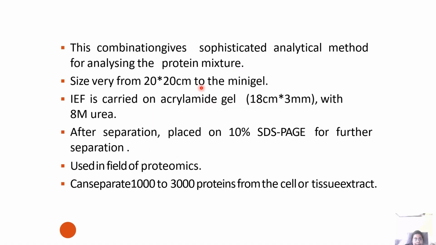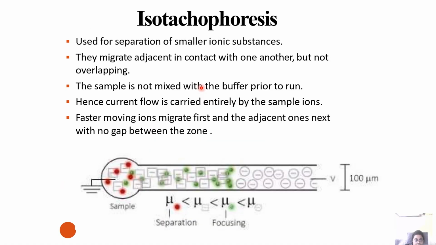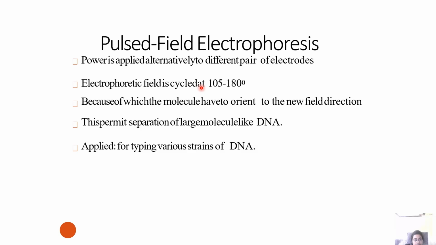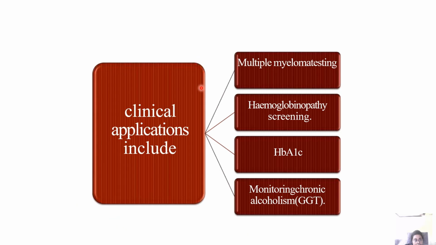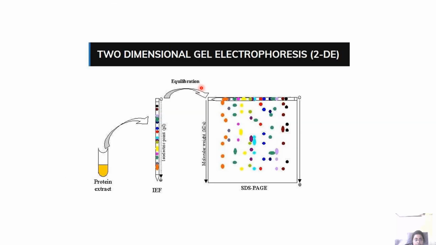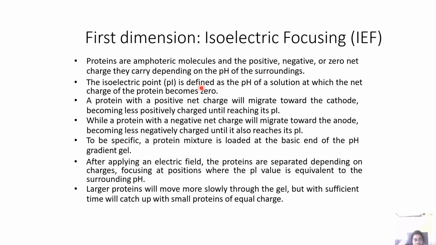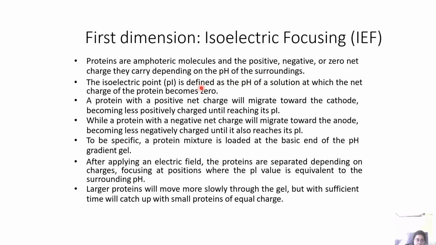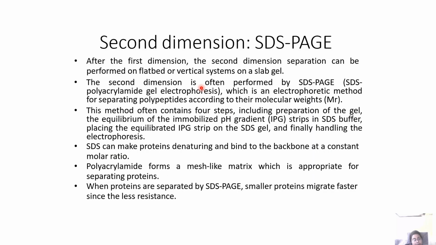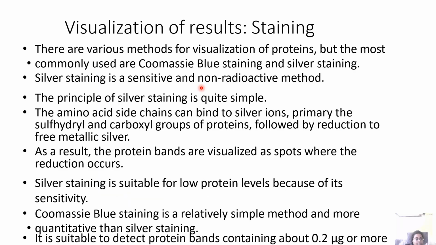We have talked about two-dimensional electrophoresis. This is how it happens. Not going into too much detail. Coming back to the question that we started with, this is how 2D occurs. First dimension is isoelectric focusing and second dimension is SDS-PAGE. You just need to remember that.